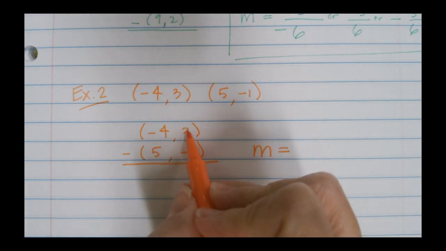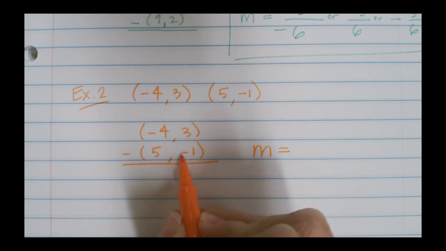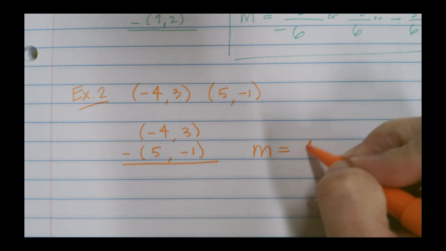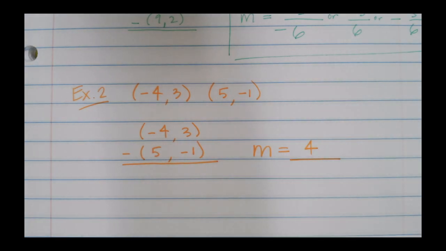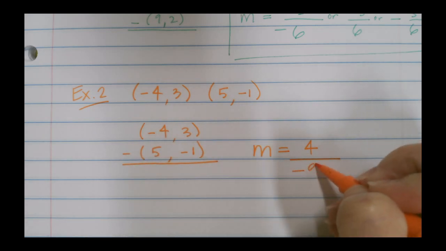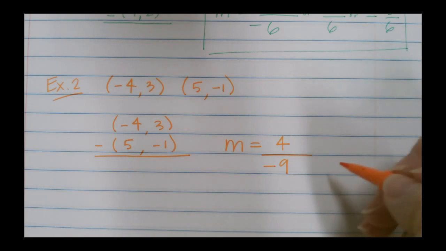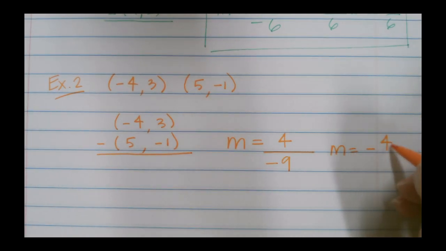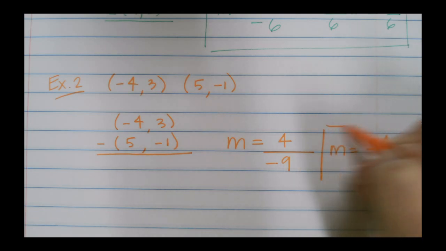So 3 minus -1. 3 minus -1 is 4. You have to remember your positive and negative rules. 3 minus a negative is going to be a plus. And then we have -4 minus 5, which is -9. So again, however you want to write that, the slope is -4/9.